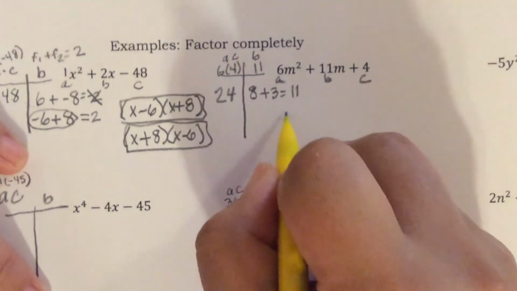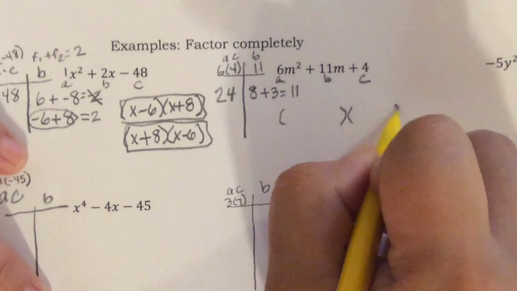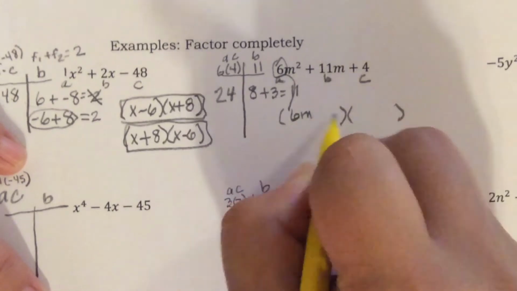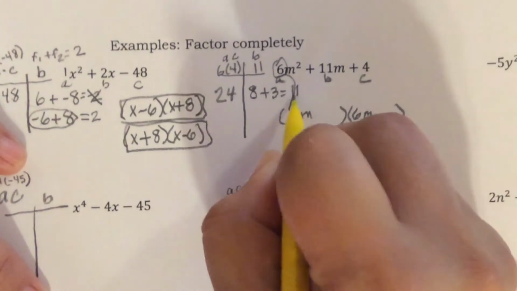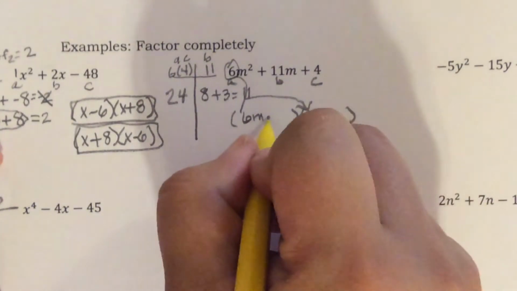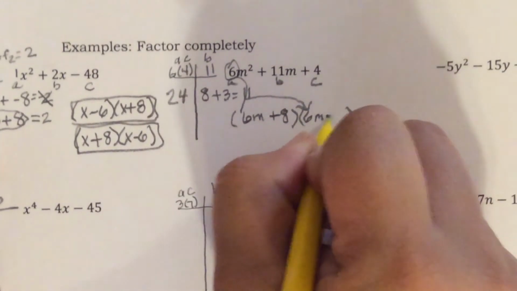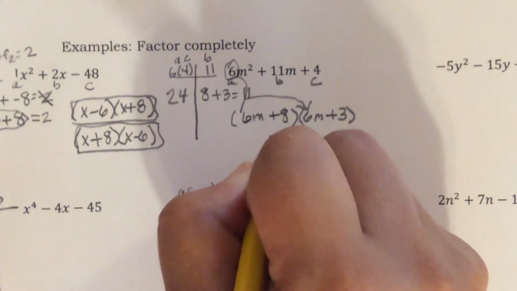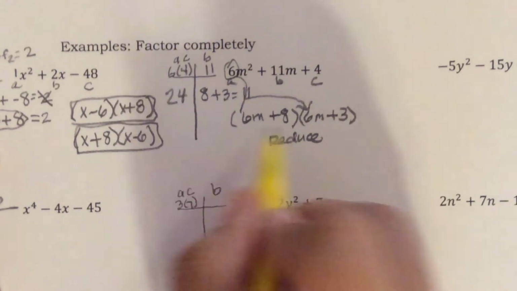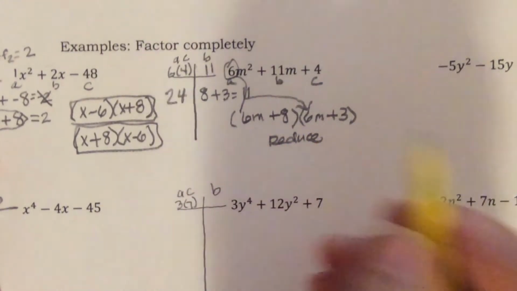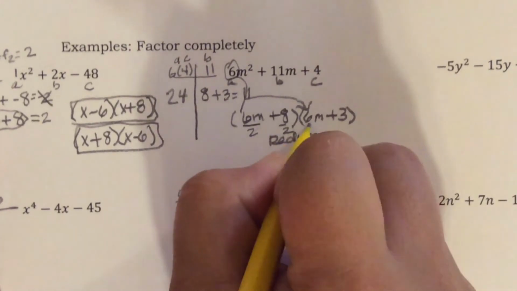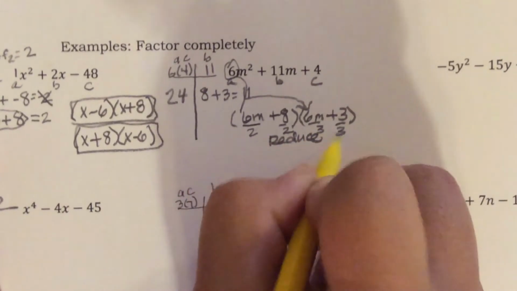So now you guys got to be real careful because A is not 1 here. You have 6. So you have to put it right here. And you have to put it right here. Okay? And so now we're going to put plus 8. And plus 3. But then we have to reduce. And sometimes we only have to reduce one. But in this case, we're going to have to reduce both factors. So this one gets reduced by 2. And this one gets reduced by 3.